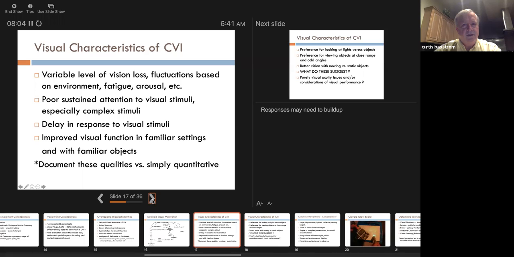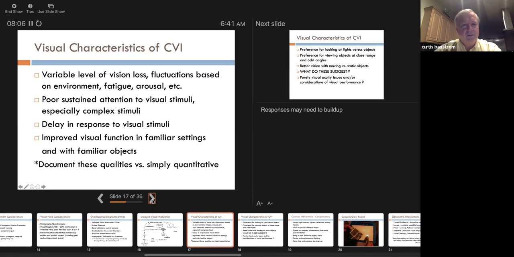So visual characteristics of CVI, you've got variable level of vision loss, which means what? You have some children that are very significantly involved, some that are less significantly involved. Fluctuations in the environment can be an important piece. I can be in a room with all the lights on, the child might be overwhelmed and shutting down. But if I turn all the lights out and have a single light source, they may attend to that target much easier. So a lot of this has to do probably with sustained attention to targets, not just can the child see them or not.